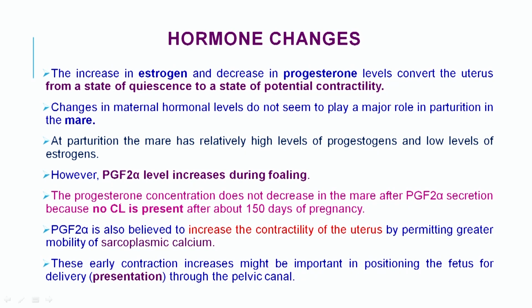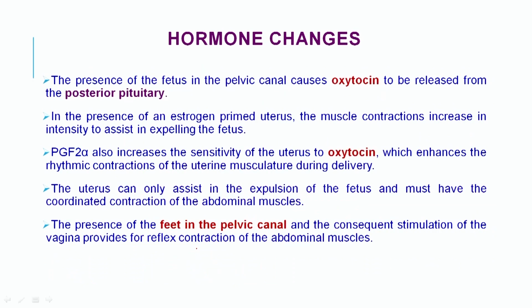The progesterone concentration does not decrease in the mare, and PGF2 alpha is secreted even though no CL is present. After around 150 days of pregnancy, there is an increase in the contractility of the uterus, permitting greater mobilization of the sarcoplasmic reticulum by PGF2 alpha. These early contraction increases might be important in positioning the fetus for delivery and presentation through the pelvic canal.